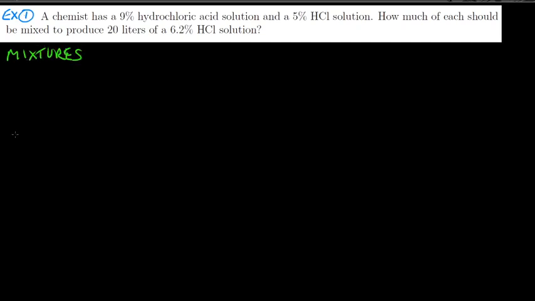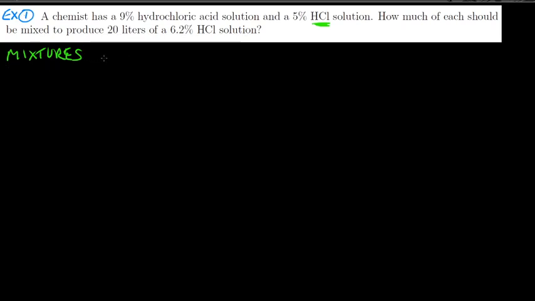These are mixture problems. So here's the question. A chemist has a 9% hydrochloric acid solution and a 5% hydrochloric acid solution. HCl is the abbreviation for hydrochloric acid. How much of each should be mixed to produce 20 liters of a 6.2% hydrochloric acid solution?